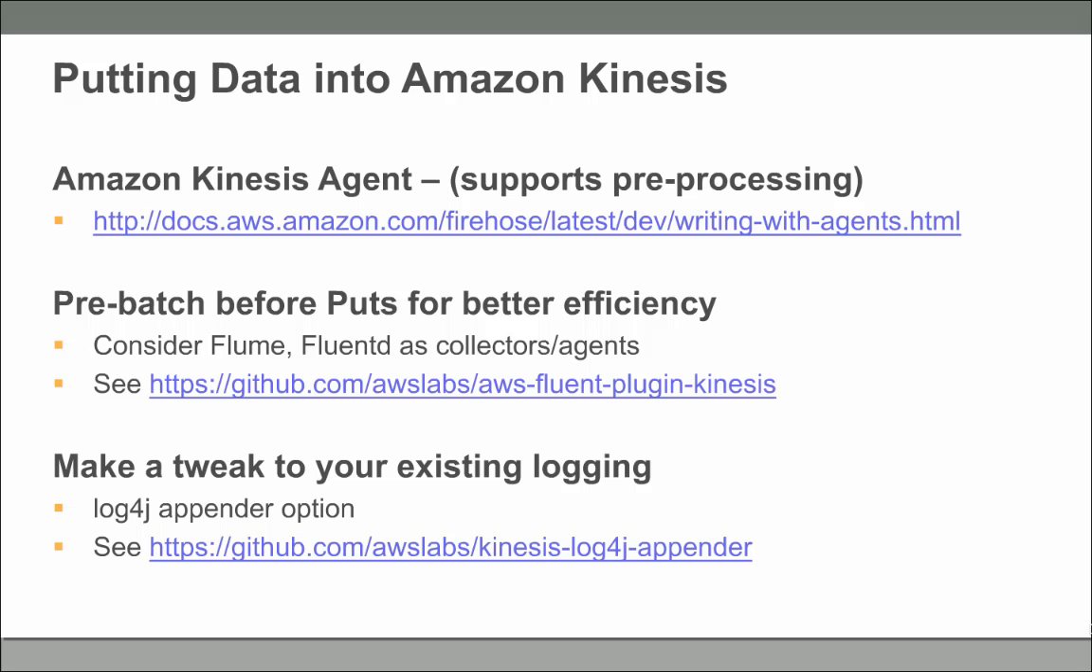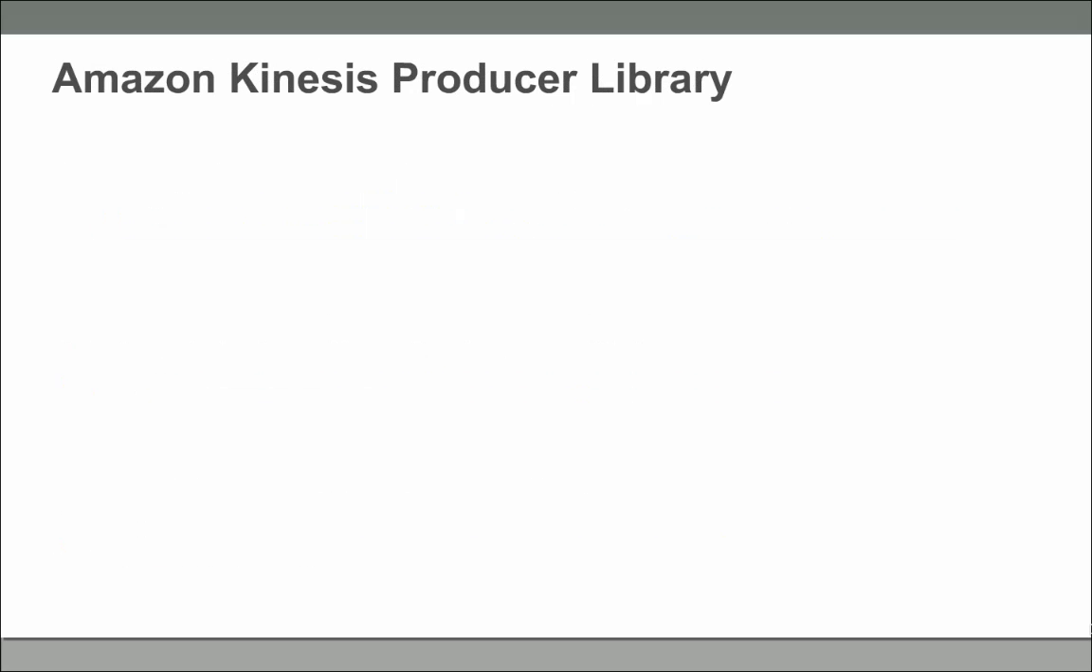So we have a few tools that you can use to augment your Kinesis experience. The Amazon Kinesis agent allows you to write data directly to Kinesis. It can listen to files in your file system, and as the data changes in those files, it will read that automatically and pump that directly into Kinesis for you. And then you can pre-batch before puts. It's a very small example, but if you have 1,000 records, it's much better to put those into one batch put operation than to make 1,000 individual put operations. It will greatly reduce your latency and maximize your throughput. You might also want to make a tweak to some of your existing logging: use the log4j appender, or use Flume or FluentD as collectors or agents.